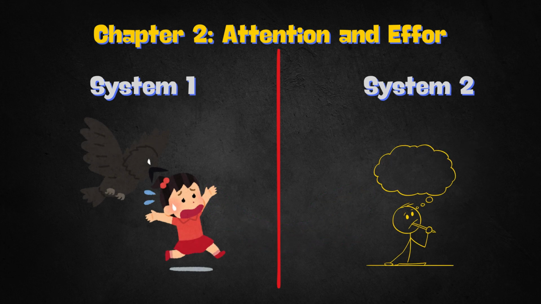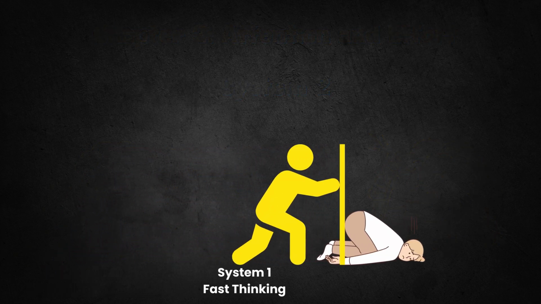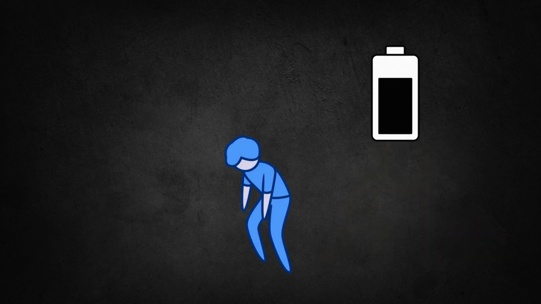Chapter 2. Attention and Effort. System 2 requires effort, so it's lazy by default. Kahneman explains that we tend to rely on fast thinking, System 1, because slow thinking consumes more energy. This is why we often make mental shortcuts.